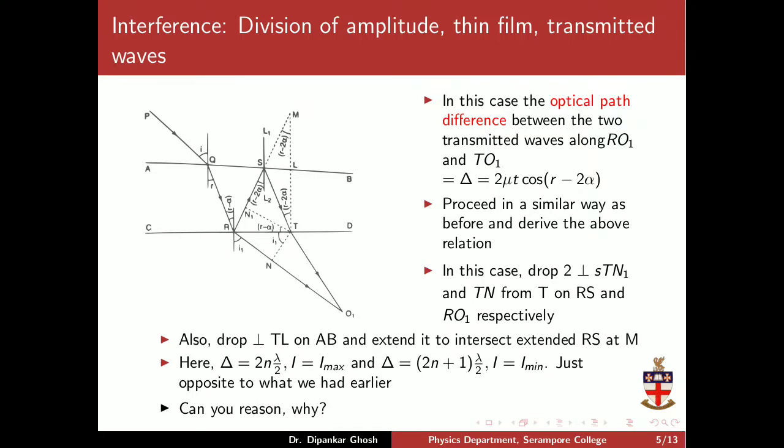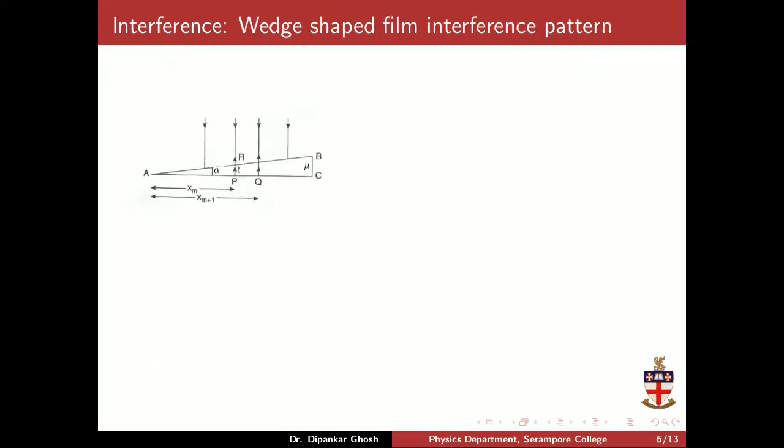Why is that? I won't tell you. You have to reason and find out. Just check whether there is any chance of having an extra phase or an extra path length of lambda by 2. If you check that, use your head and you will find out why it is this way in case of the transmitted waves. Okay, so let's move to the next topic.